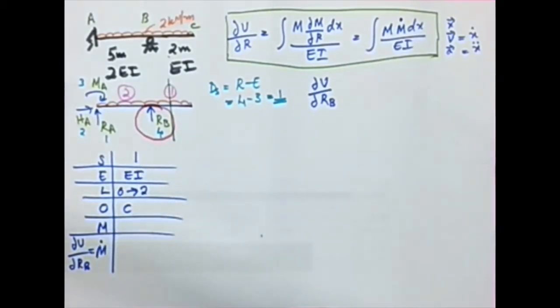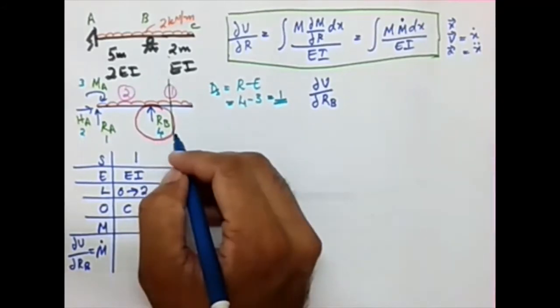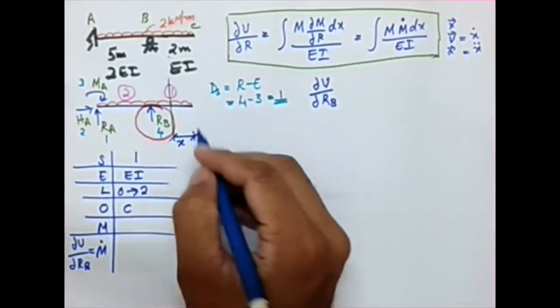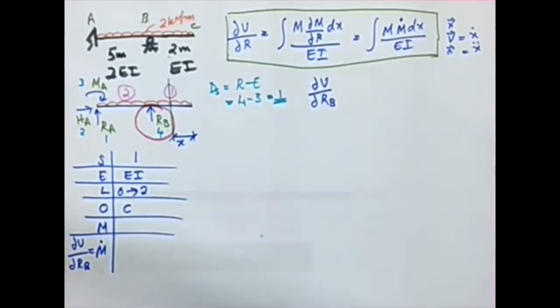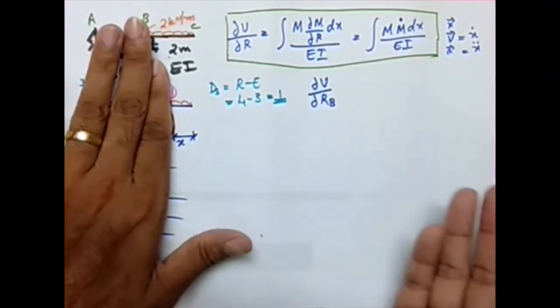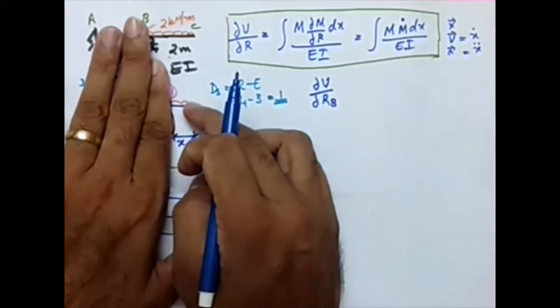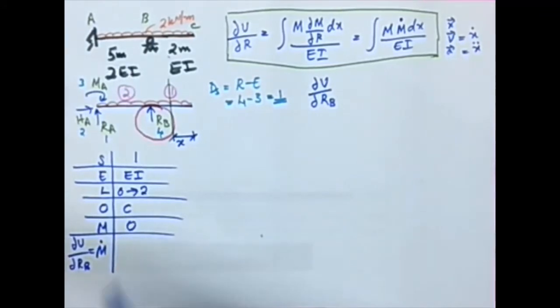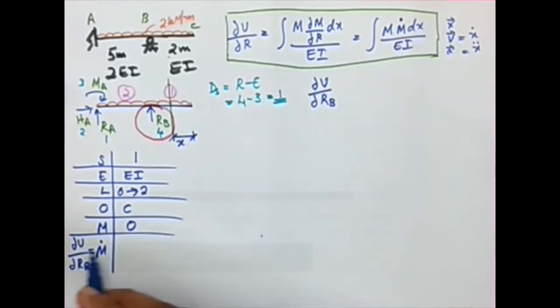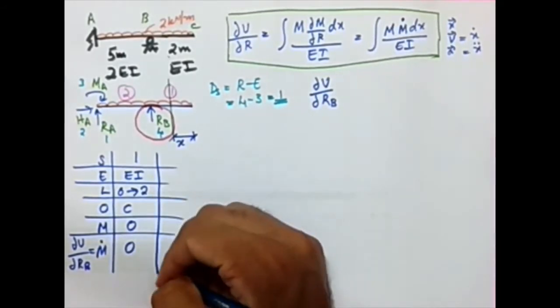Then we need to get the expression for M. The distance x is from the origin. This is the origin, so this is distance x. So what will be the moment? At this section, if I'm looking to the right, because the origin I have considered is on the right, there is no load, which means the moment is 0. Now, what will be the differential of 0? 0. So that's the first segment.